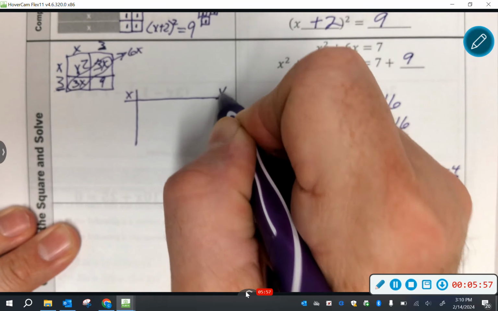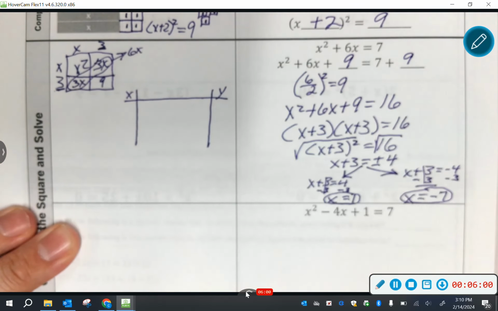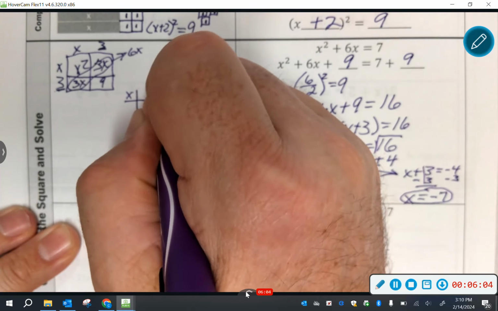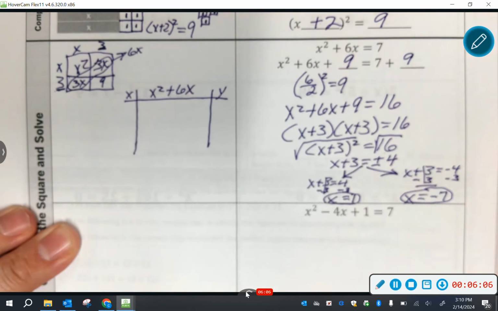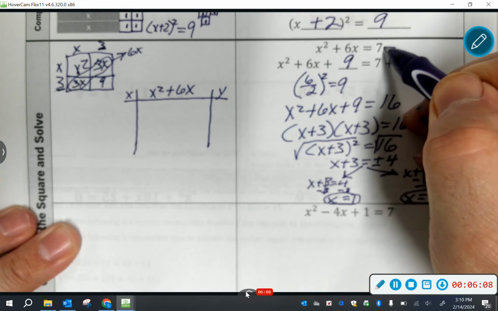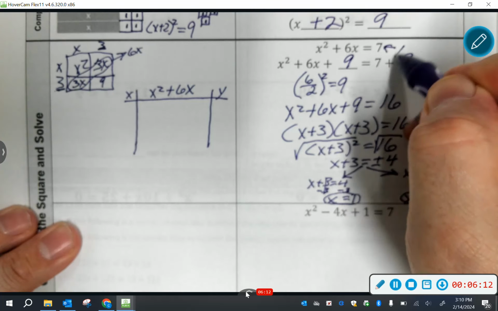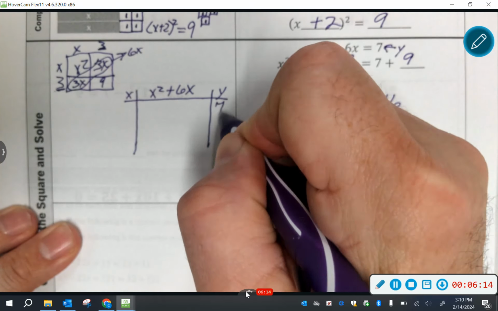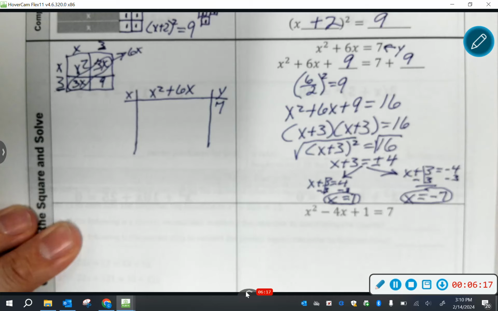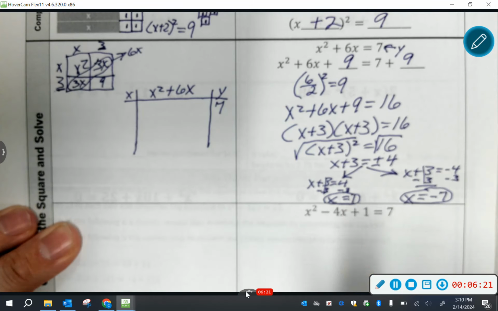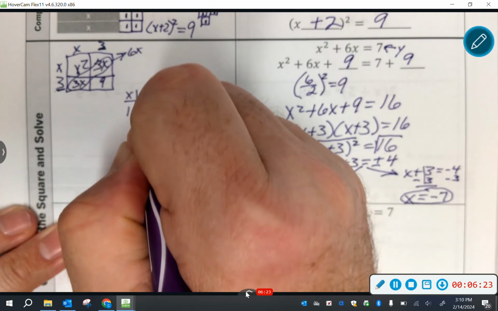Okay, this will be my y. This will be like this. Okay, and so we got x squared plus 6x. And this 7 right here, this is a y. Okay, this is a y. So I'm going to put it right here. And then one of my solutions is going to be 1. So I'll go 1.